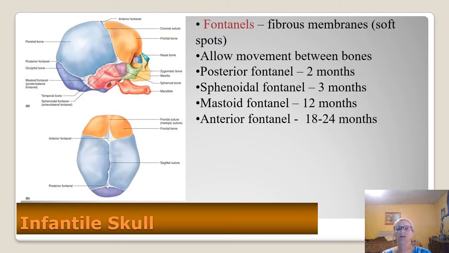So the skull is not completely developed when babies are born, which is really important. They have what we call fontanelles, and these are membranous areas of incomplete intramembranous ossification. So they're fibrous membranes, and we commonly call these soft spots. Okay, these actually allow the skull to be compressed and change shape and be molded, which allows passage through the birth canal.